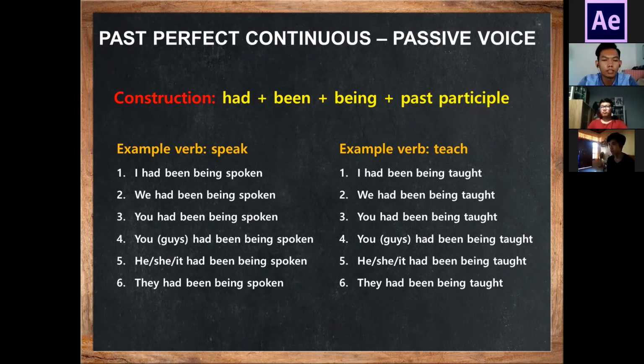Examples: Number 1, I had been being spoken. Number 2, we had been being spoken. Number 3, you had been being spoken. Number 4, you guys had been being spoken. Number 5, he or she or it had been being spoken. And number 6, they had been being spoken.